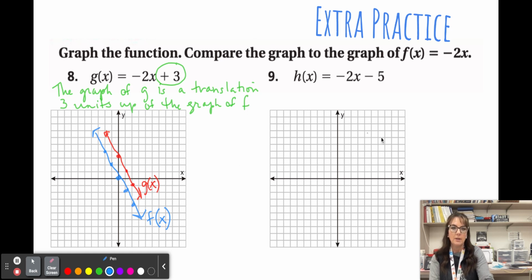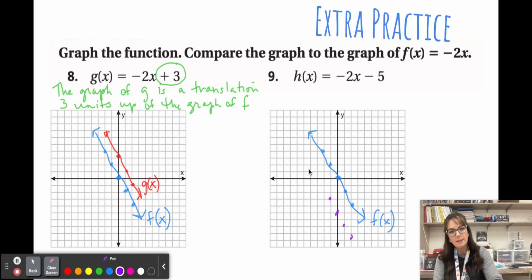All right. So again, we have the parent function, so to speak, which is down with a slope of -2. So same parent function here. All right. And this is f of x. And then we have h of x. So 1, 2, 3, 4, 5. And we have the same slope.